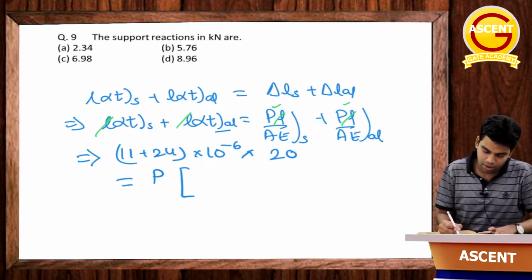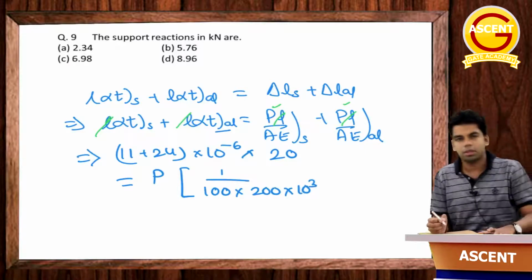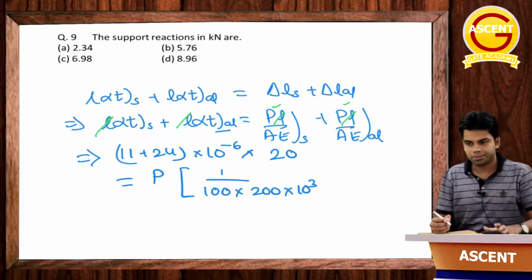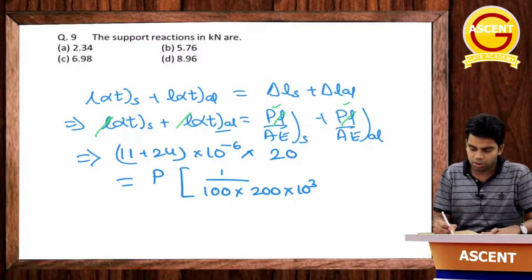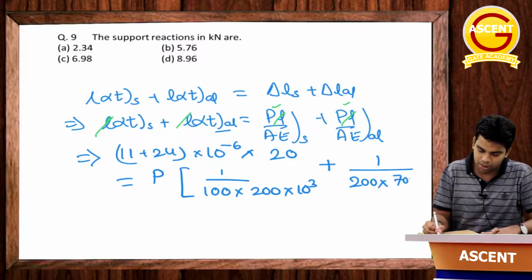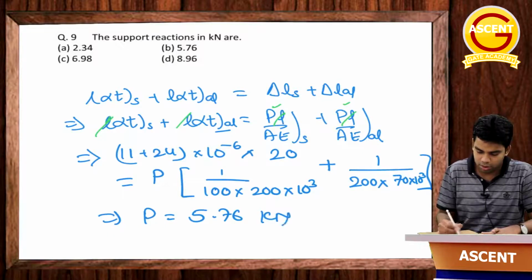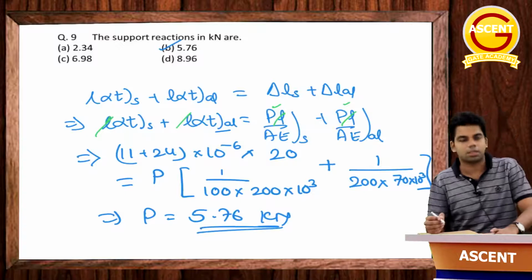Now here it will be 1 by AE of steel. Area of steel is 100, E of steel is 200 gigapascal. उसको भी न्यूटन पर mm स्क्वायर में करना है, तो इंटू 200 इंटू 10⁻3. Convert everything into Newton per mm square, which is megapascal. So gigapascal को megapascal में convert करने के लिए 200 into 10⁻3. So this will be plus 1 divided by area of aluminum, which is 200, into E of aluminum, which is 70 into 10⁻3. Getting this? So from here this P will be equal to 5.76 kilonewton. Answer. So P will be 5.76 kilonewton.